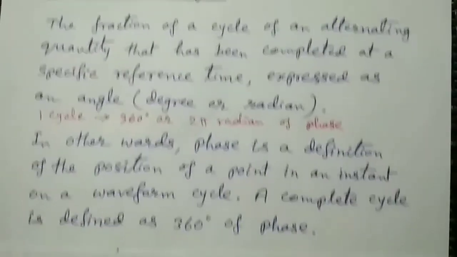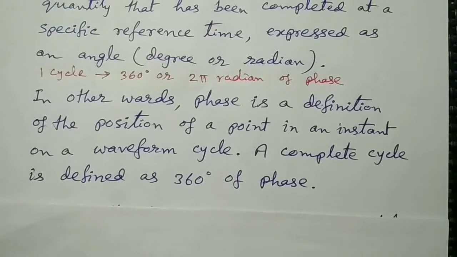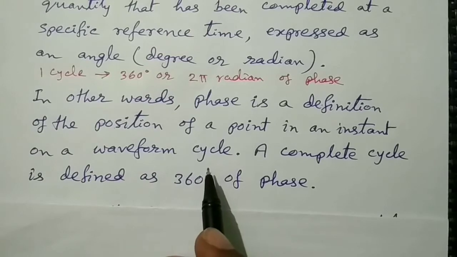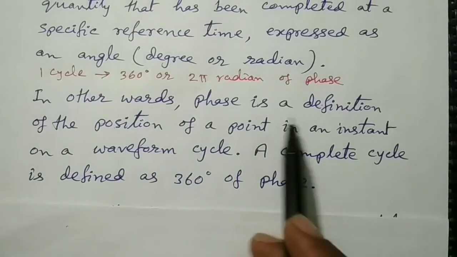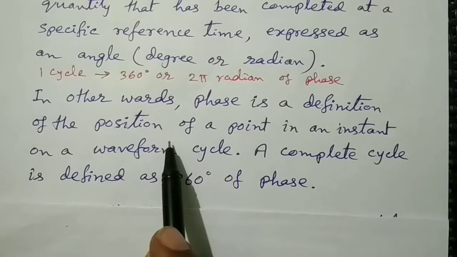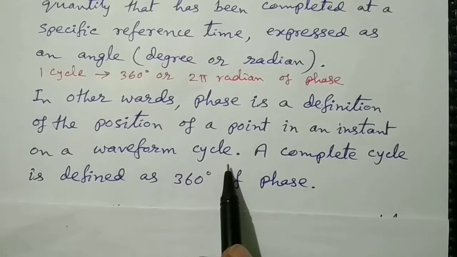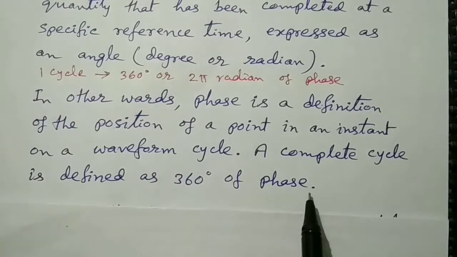In other words, the phase is a definition of the position of a point in an instant on a waveform cycle. A complete cycle is defined as 360 degree of the phase, that we have already mentioned here. A complete cycle is defined as 360 degree of phase, or you can say 2 pi radian of phase.